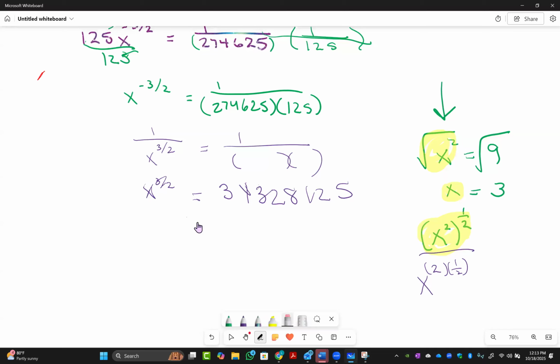I got lost for sure. All I'm trying to say is that this is the same as this, is the same as this. So let's put arrows. This goes to this, and then this can go to here.